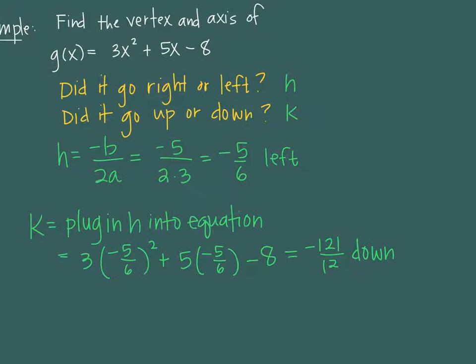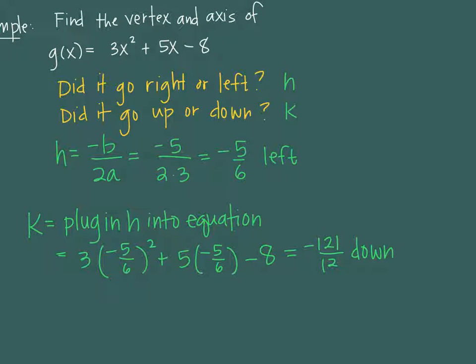So our parabola starts out facing up because of the 3. It's stretched by 3. It went to the left and it went down. So let's write an equation for a parabola as we normally know it. I want you to create me a parabola that has a stretch of 3, just like the original equation. It goes to the left 5/6. How do we write that based on what we learned last chapter? x plus or minus? Plus for the left, 5/6 quantity squared, and I want it to go down 121 over 12.